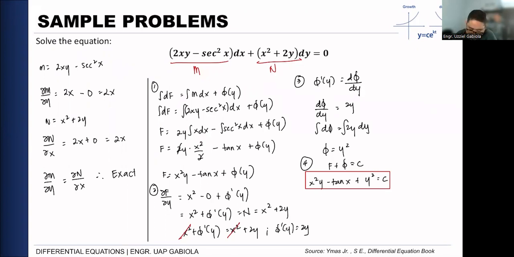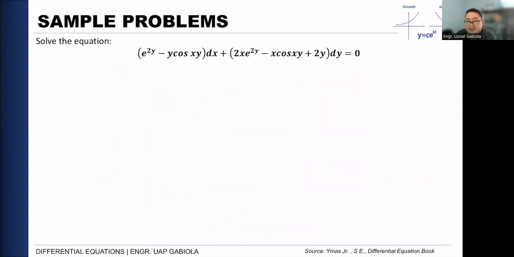Okay, next. We have, ayan, medyo complicated na function, ano? E raised to 2y minus y cosine of xy dx plus 2x e 2y minus x cosine xy plus 2y dy is equals to 0. Okay? So, ito yung m natin. Ito yung n. So, test for exactness. So, m is equals to e 2y minus y cosine of xy.